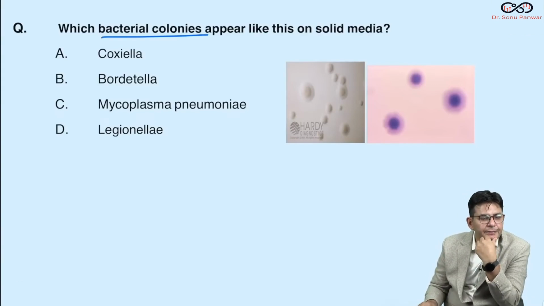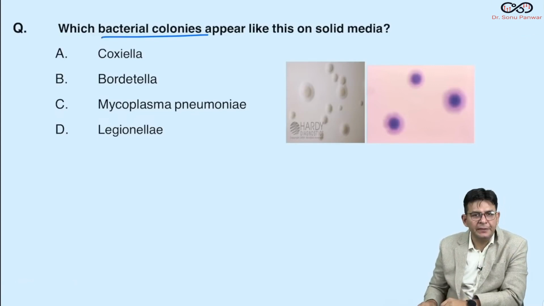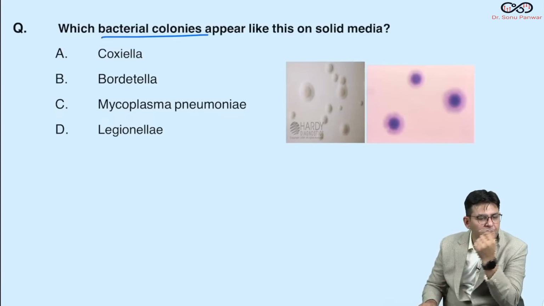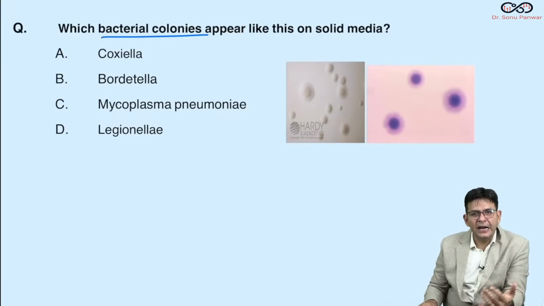Right, Manisha, you're right. Crystalline penicillin, also penicillin only. Which bacterial colonies appear on the solid media? The answer is C, Mycoplasma pneumoniae. Dr. Naveen, you have taken the lead. You're right. Dolly has also told it wonderfully: Mycoplasma. The answer is Mycoplasma, and Mycoplasma produces fried egg colonies.